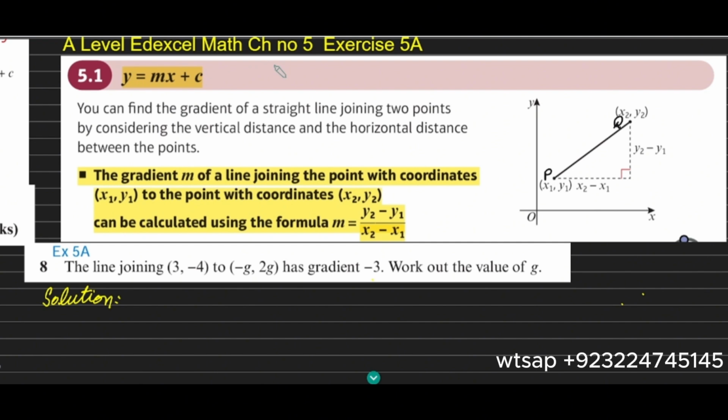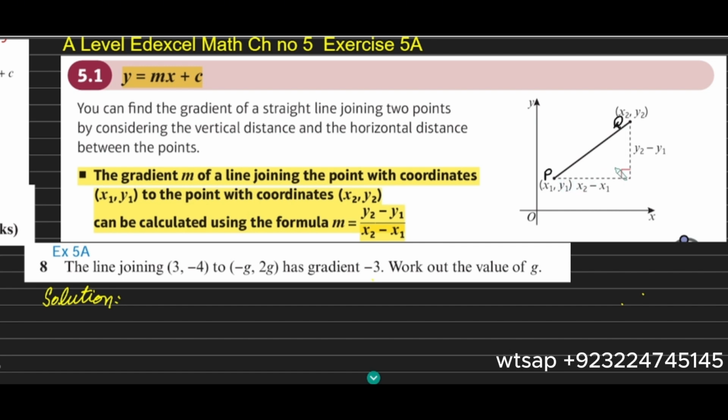A-level Edexcel Math, chapter number 5, exercise 5A. We are going to study the gradient, where we have the equation of a line y equals mx plus c. We can find the gradient of a straight line, as we are given this straight line in black color from point P to point Q, joining 2 points, then the vertical distance and the horizontal distance.